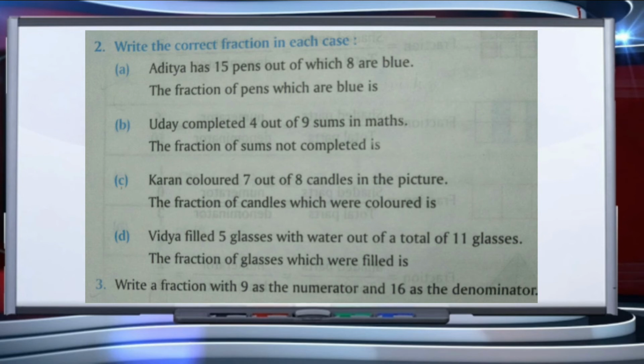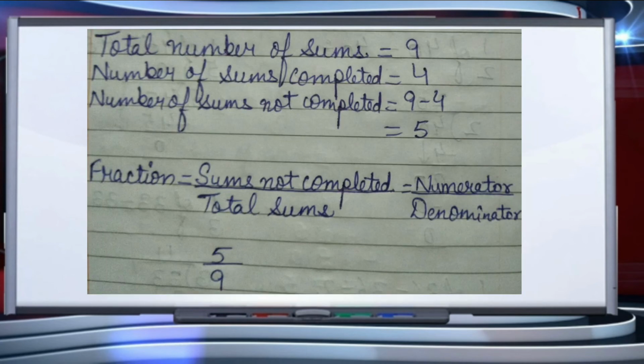So how we will write? Total number of sums is equal to 9. Then number of sums completed is equal to 4. Then number of sums not completed, that is equal to 9 minus 4, that is equal to 5. So fraction will be equal to sums not completed divided by total sums, that is equal to numerator divided by denominator. So sums not completed is equal to 5 and total number of sums is 9. So the fraction will become 5 by 9.